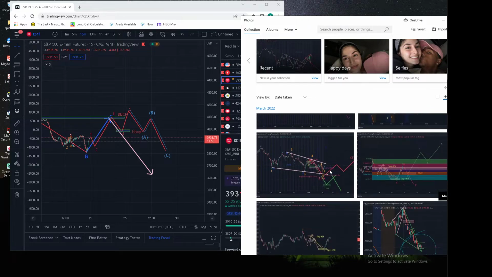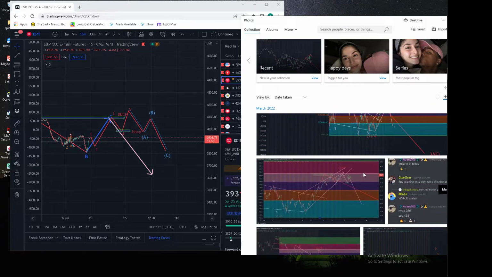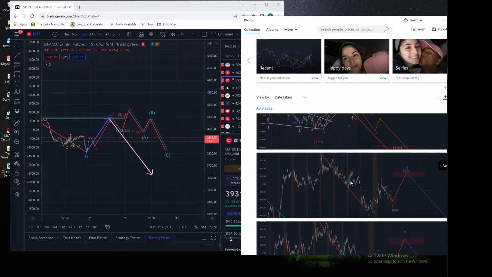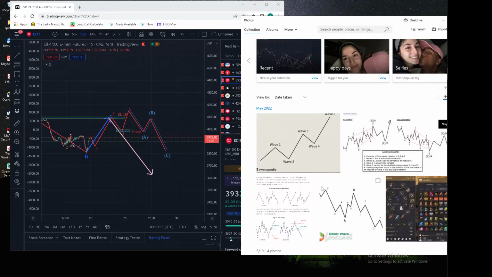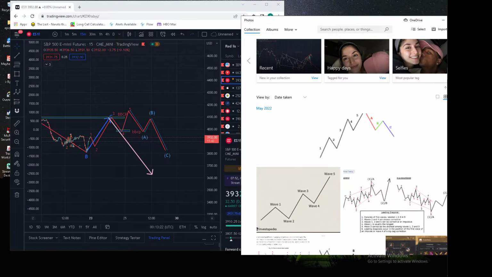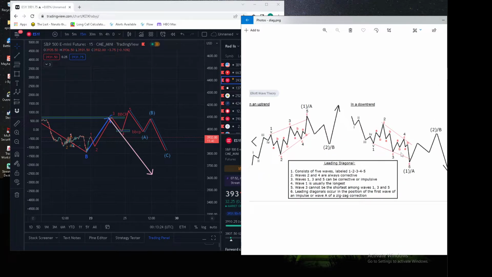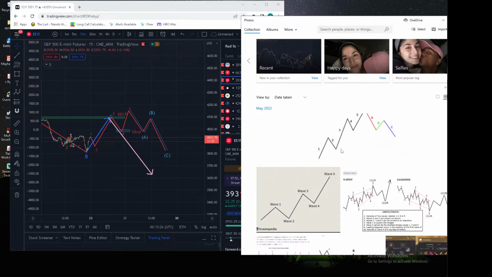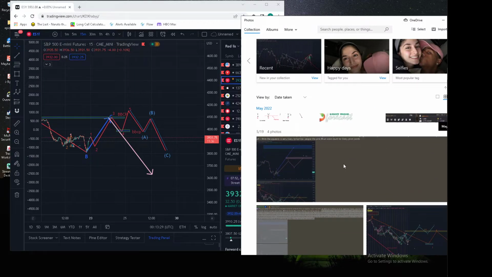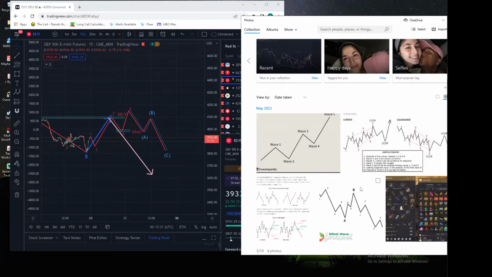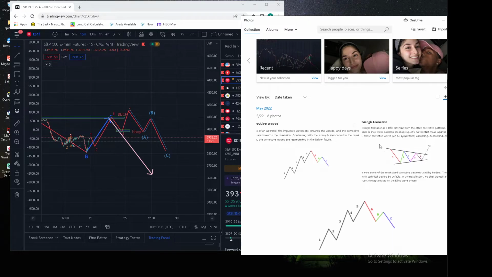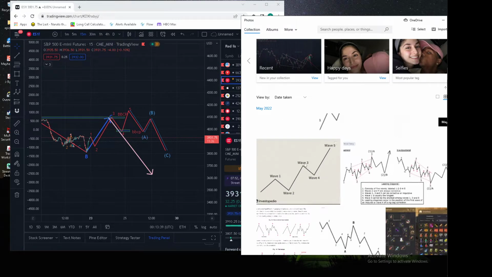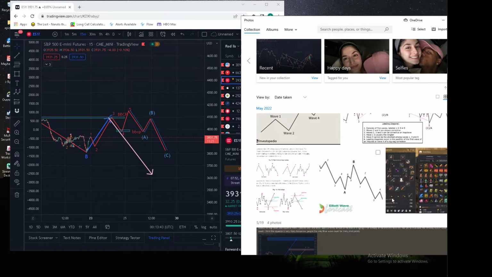I wish I saw it the very first time I drew Elliott wave theory on here. But yeah, you have leading diagonals, you have triangles, symmetricals, and there's a lot of stuff that I think is very important to know. So you have your triangles, then your regular waves, leading diagonals, your flat correction, then your zigzags.